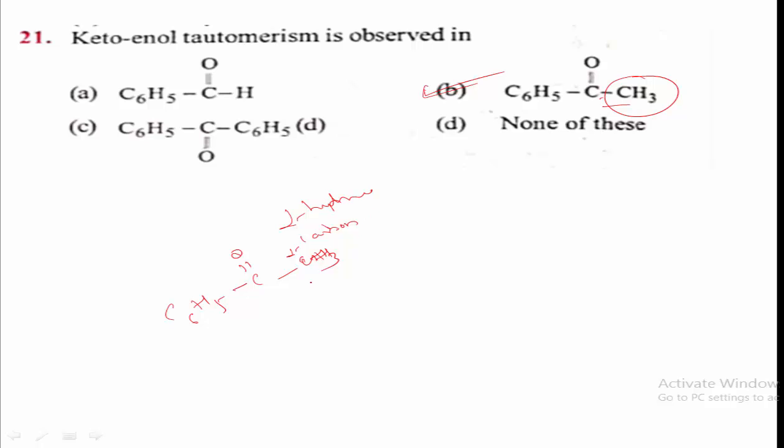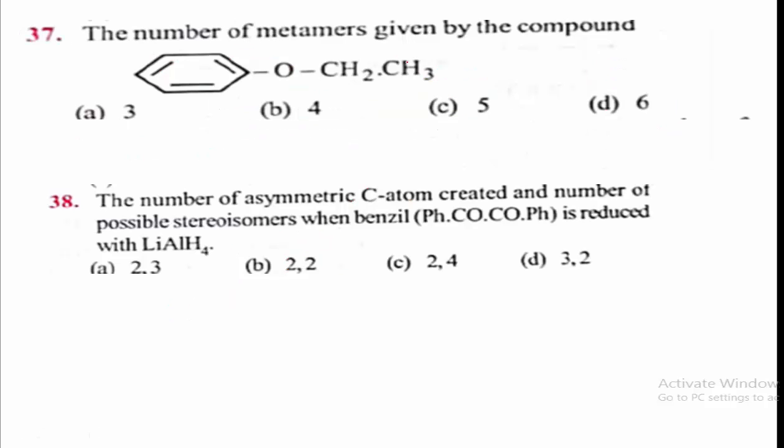Yes, the compound which contains alpha hydrogen atoms shows keto-enol tautomerism. Sir, here there is no carbon, only hydrogen, and it is an aldehyde group. Is it right? Therefore this compound does not have alpha hydrogen atoms. Here it is a benzene ring, and there is no alpha hydrogen atom. Therefore option B is the right answer.